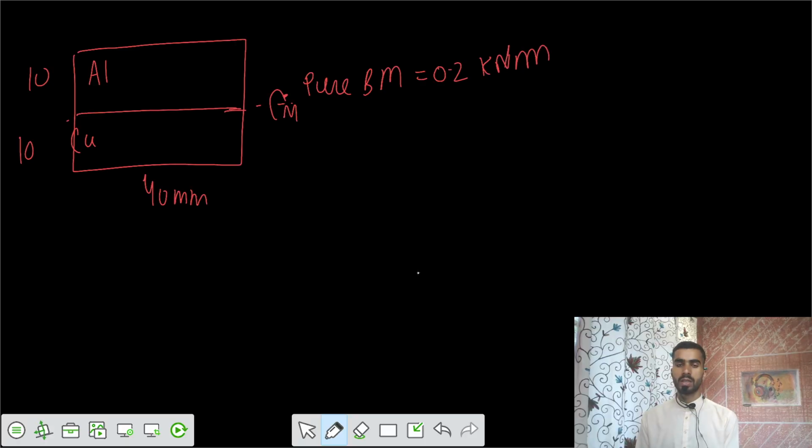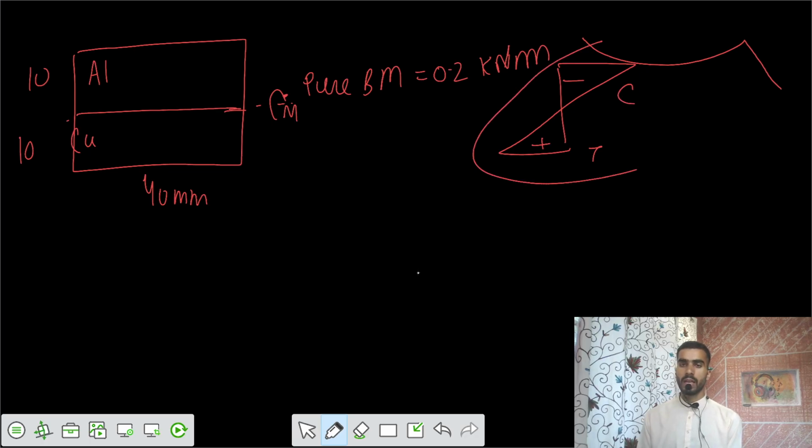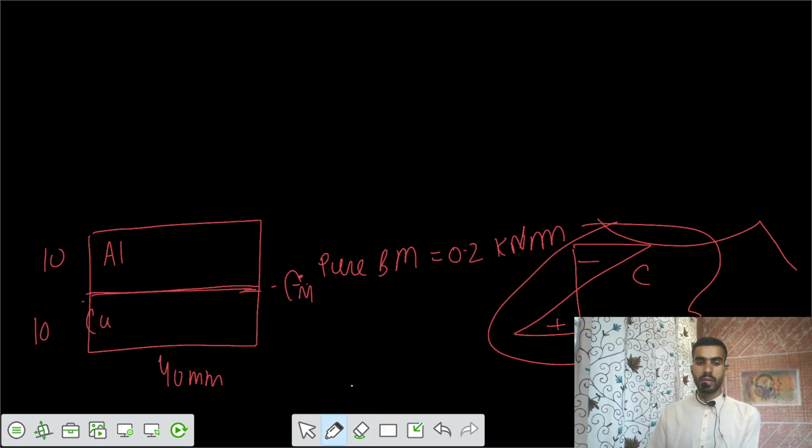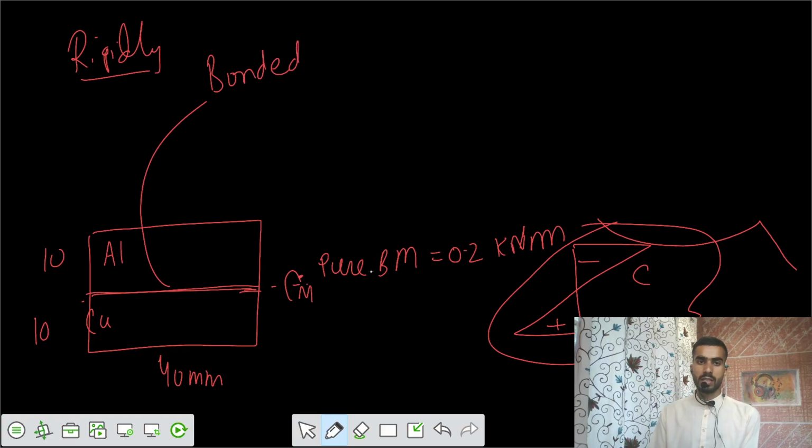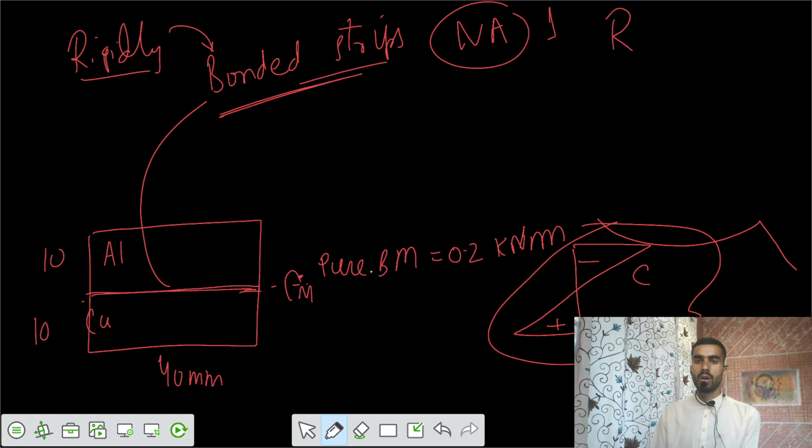So you applied this sagging bending moment, that means the curvature is somewhat in this way. That means the top is having compression and the bottom tension. But this was for the case if the material was homogeneous. Here we have two different materials, an unsymmetric section. And you need to calculate the radius of curvature, because the material is rigidly connected. These are bonded strips, aluminum strip and copper, they are bonded. That means they are rigidly connected, so we have only one neutral axis and only one radius of curvature.